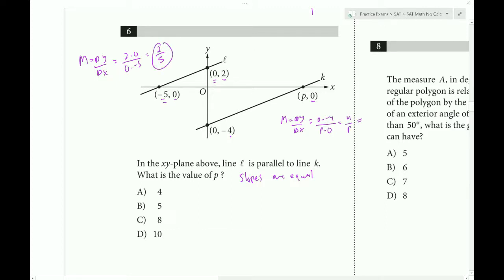And then we set that equal to the slope that we found before, because again, all slopes are equal for parallel lines, that is. We cross multiply, we get 2p equals 20, and therefore p is equal to 10. And that's answer choice D.